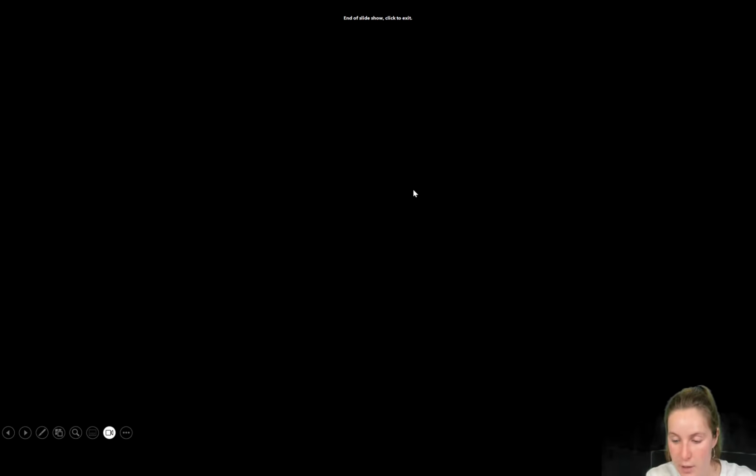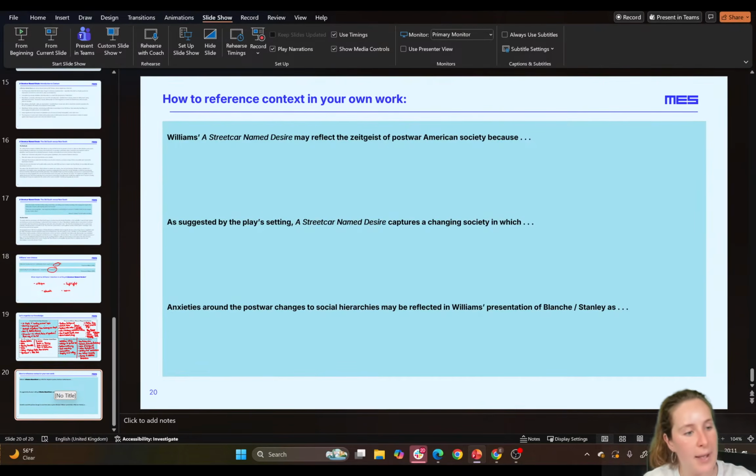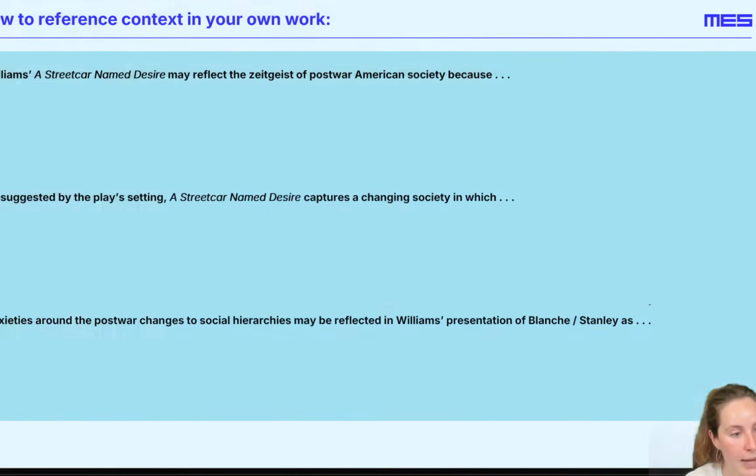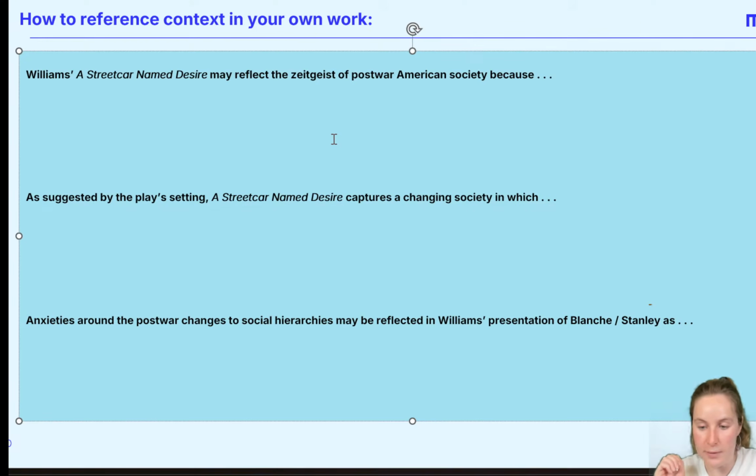So if we think about the way we can write this up, I'm actually going to do this with typing instead. Then we can think about how we can incorporate this into our own work. So for example, Williams' A Streetcar Named Desire may reflect the zeitgeist of post-war American society because, first, we need to know what that means. The text may reflect the zeitgeist is the spirit of the age. So the cultural ideas, the cultural beliefs, the mainstream views and values of the time, especially of post-war American society.